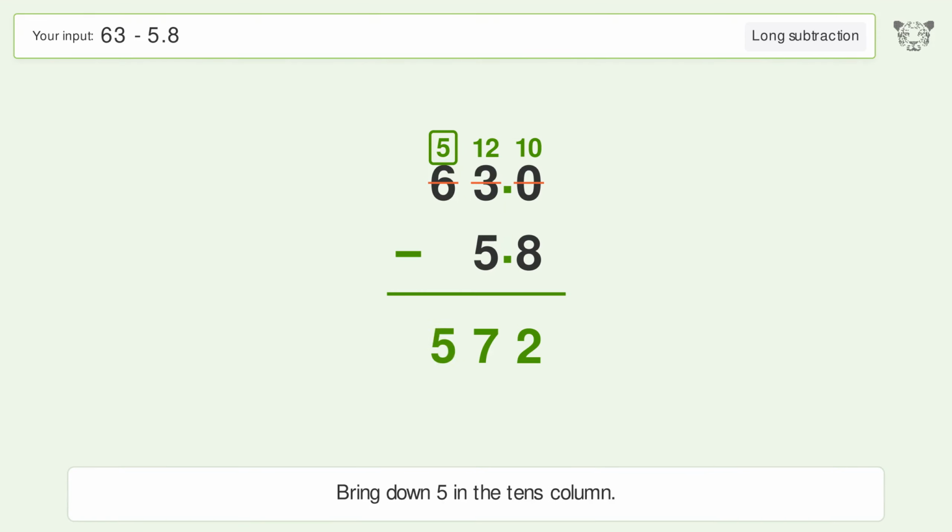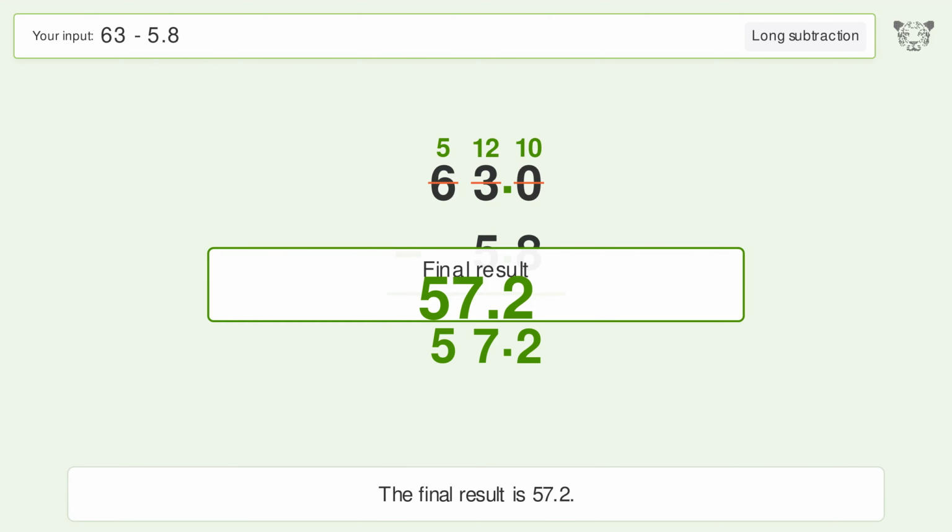Bring down 5 in the tens column. Bring the decimal point straight down into the answer. The final result is 57.2.